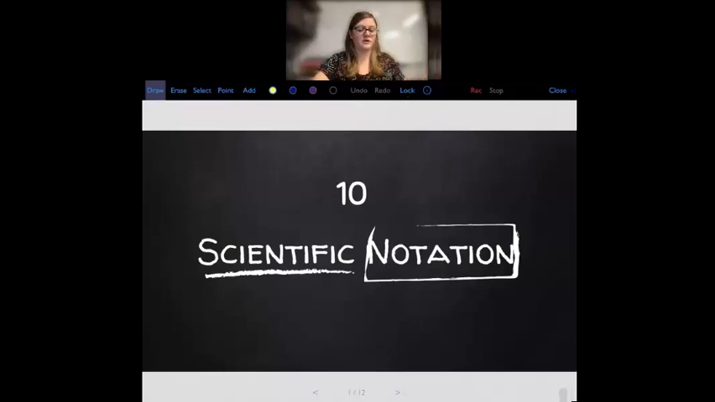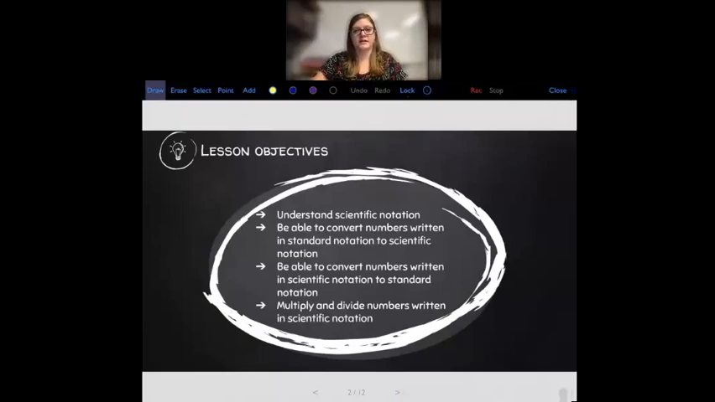In this lesson, we're going to talk about scientific notation. Specifically, we'll understand scientific notation, we'll be able to convert numbers written in standard notation, a regular number, to scientific notation, we'll be able to convert numbers written in scientific notation to standard notation, and then we'll learn to multiply and divide numbers written in scientific notation.